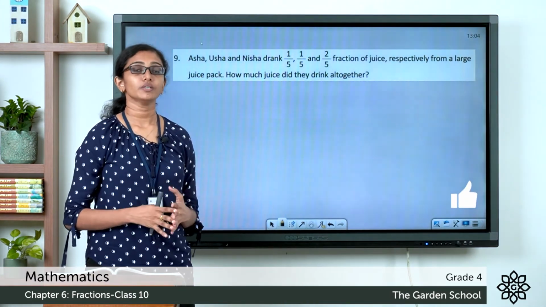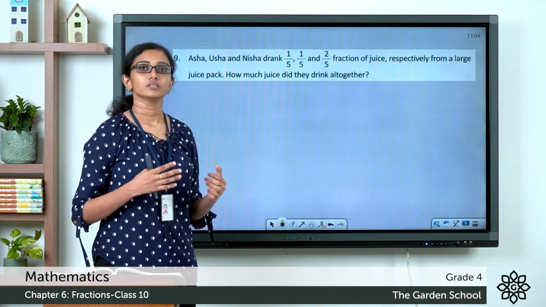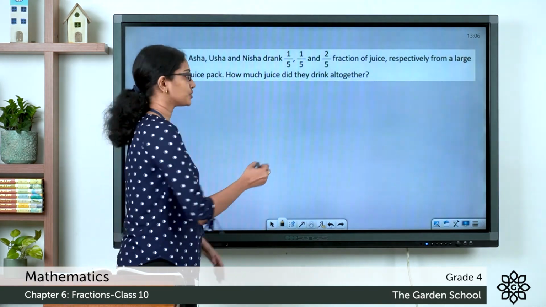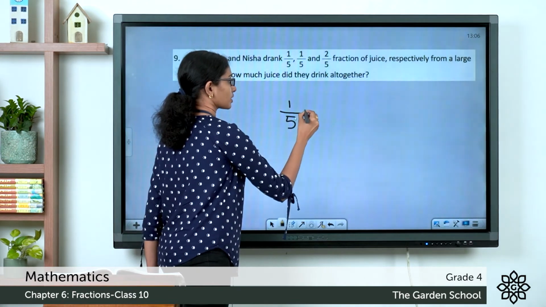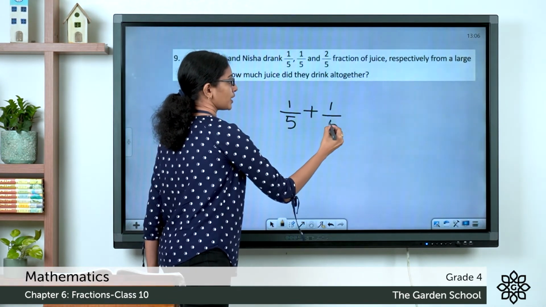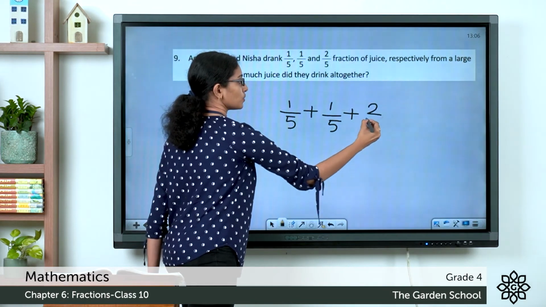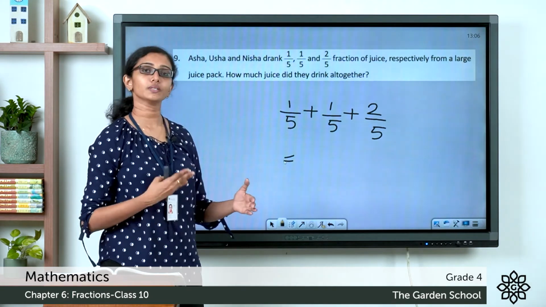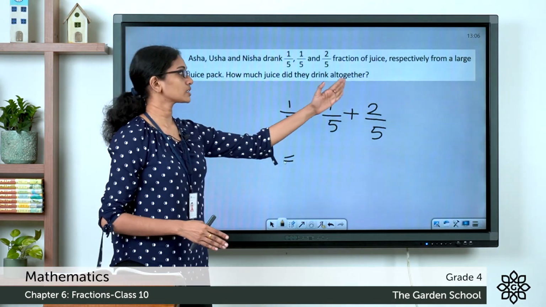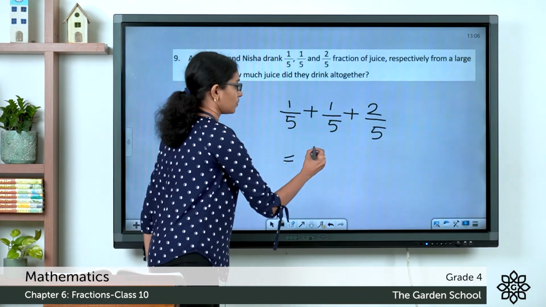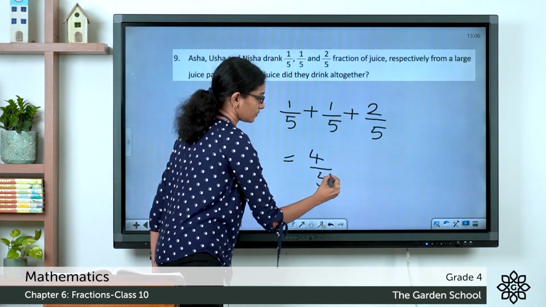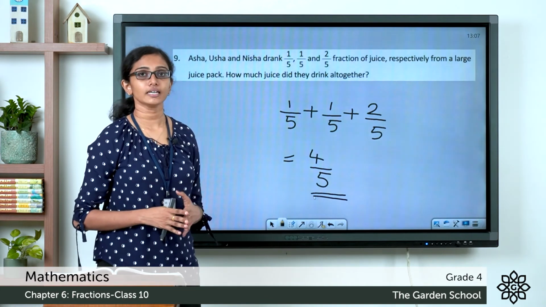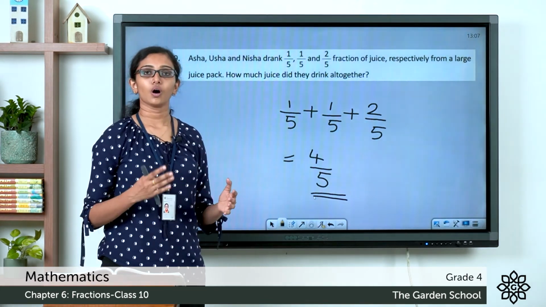So how do you find how much juice did they drink altogether? Just add the fraction of juice drank by each. So that would be equal to 1 by 5 plus 1 by 5 plus 2 by 5. Since these are like fractions, we just need to add the numerators and write it over the same denominator. So 1 plus 1 plus 2, that is equal to 4, 4 by the same denominator, 5. So what is the fraction of juice that they drink altogether? It is equal to 4 by 5 of the juice.